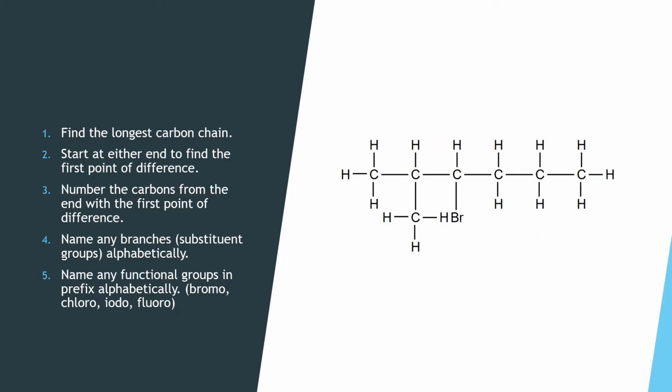To name the hydrocarbons, the first thing you need to do is find the longest chain. So you count 1, 2, 3, 4, 5, 6, and so 6 is the longest chain. So it's got 6 carbons. This is the parent name: hex for 6, ane because it's single bonded, and that's your parent name.